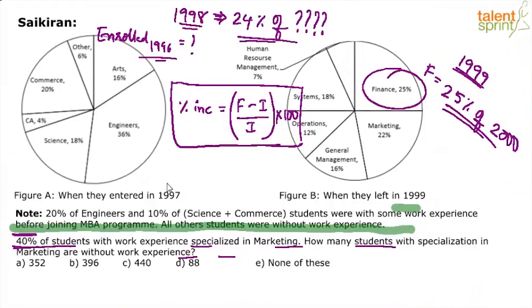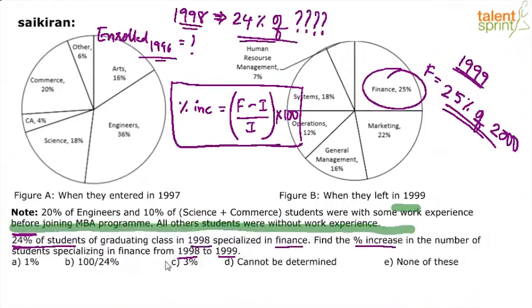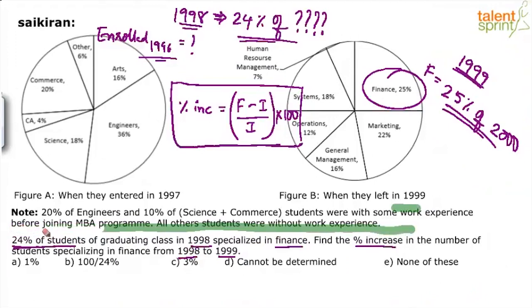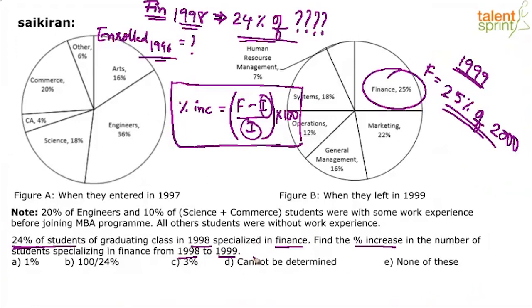So the point that I'm trying to make is we cannot find out the number of people who have entered this college in 96. If we cannot find that out, we cannot find out how many have graduated in 1998. If we cannot find out how many have graduated in 1998, we cannot find out how many have graduated in finance specialization in 1998. And if we cannot do that, then we'll not get the initial value. And if you don't get the initial value, we'll not be able to solve this question.